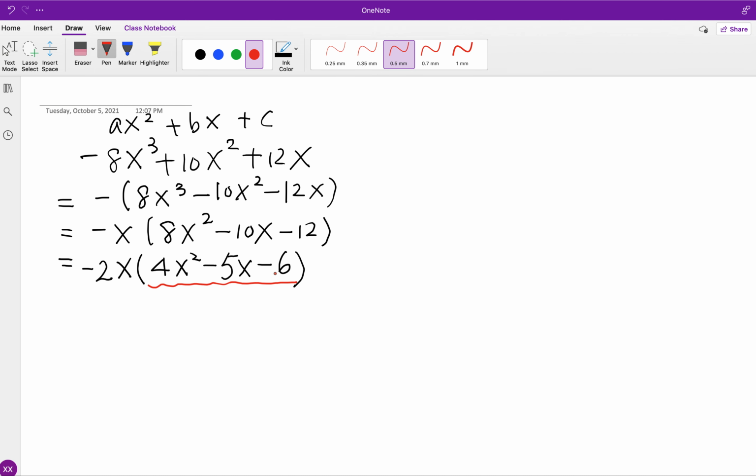Now let's see. Again, our first step is to multiply 4 with negative 6, which equals negative 24. This time we're going back to the one I don't really like. I should have picked a different question, different number. But now we can see how to break negative 24 into something that gives me a negative 5.